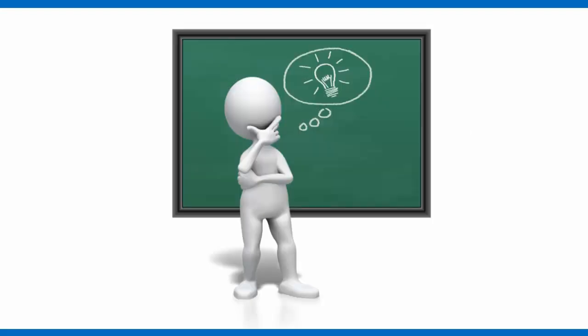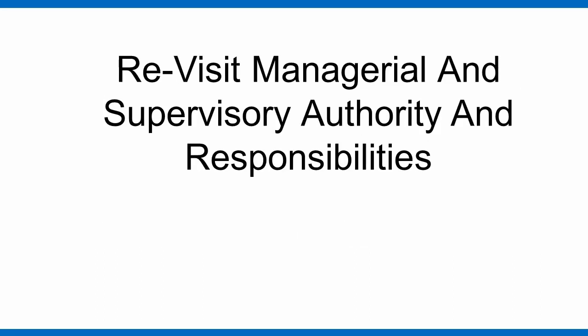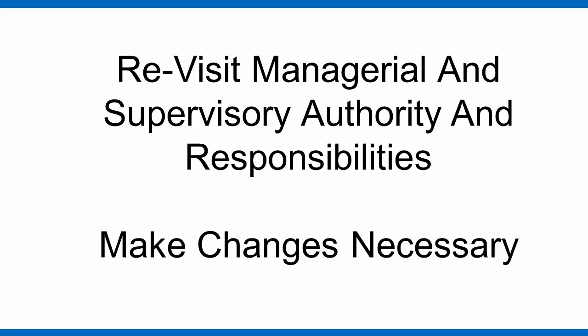The method you can use to accomplish this is to write a general statement of responsibility and authority for each position. Although authority and accountability is already built into the management structure and supervisory level, you may want to revisit these and make changes as they relate to your safety management system.